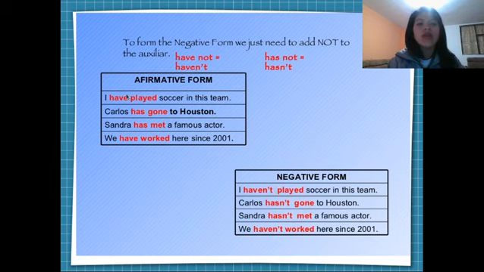Entonces, siempre vamos a usar el verbo en pasado participio, sea que la oración sea positiva o negativa, right? Carlos has gone to Houston. Carlos hasn't gone to Houston. Sandra has met a famous actor. Sandra hasn't met a famous actor. We have worked here since 2001. We haven't worked here since 2001.